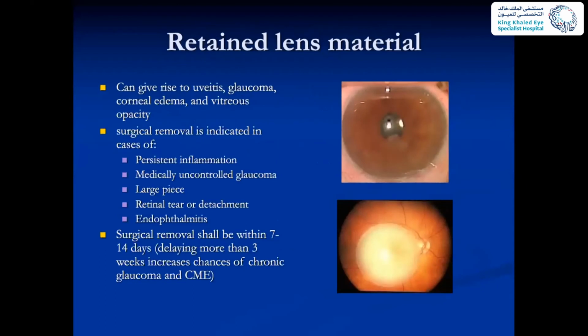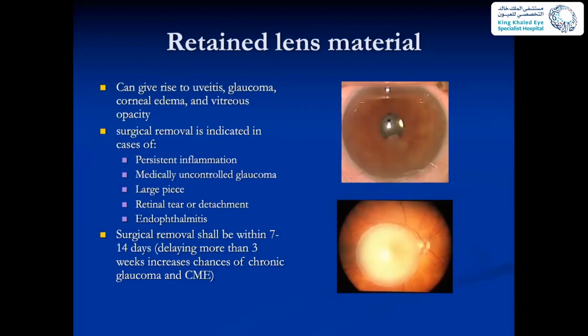Retained lens material. After the surgery, if some pieces escaped into the vitreous cavity, this can give rise to uveitis, glaucoma, corneal edema, and vitreous opacity. Do we have to remove these pieces? Yes, if there is resistant inflammation, if there is medically uncontrolled glaucoma, or the piece is very large that it cannot be left to dissolve over time. Also if there is a nucleus piece, not only cortex.